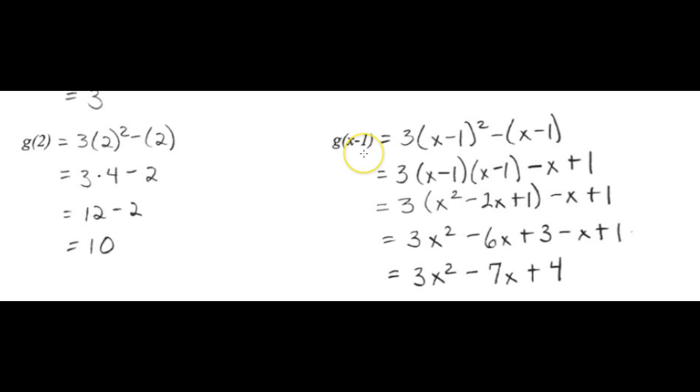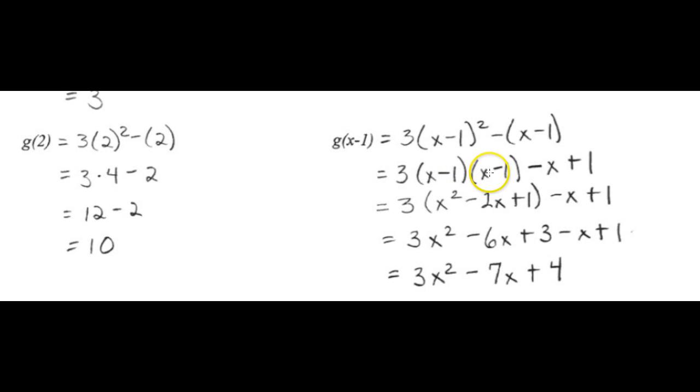G of x minus 1. Well, this is tricky, because this time, g of x says whatever is in the parentheses. You say 3 times whatever that is squared minus whatever that is. So we have 3 times the quantity x minus 1 squared minus the quantity x minus 1. It's like fill in the blank. There was an x here, we take that out and put the quantity x minus 1.